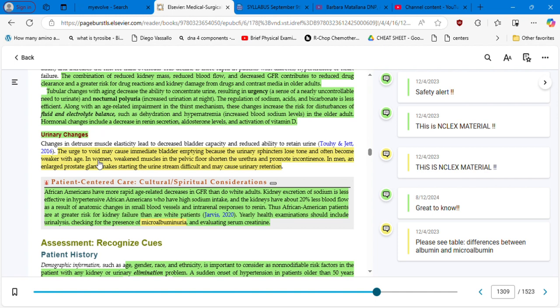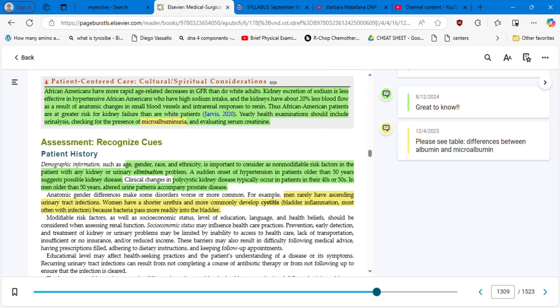Urinary changes: the urge to void may cause immediate bladder emptying because the urinary sphincters lose tone and often become weaker with age. In women, weakened muscles in the pelvic floor shorten the urethra and promote incontinence. In men, an enlarged prostate gland makes starting the urine stream difficult and may cause urinary retention. And this is NCLEX material. Let's go to patient-centered care.